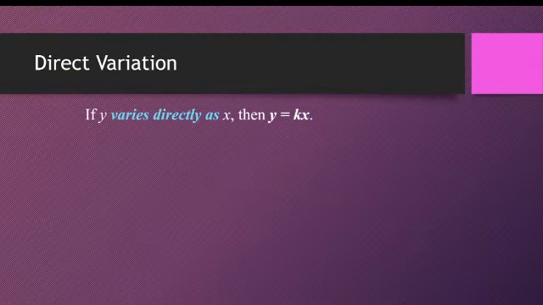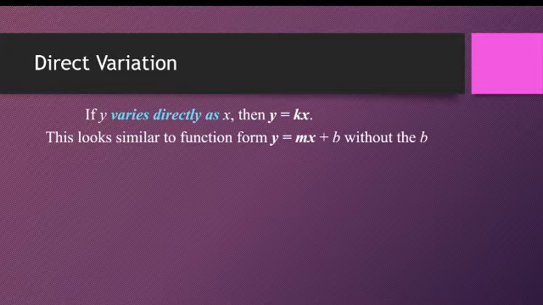So if y varies directly as x, then y is equal to kx. So this looks similar to function form, y is equal to mx plus b without the b. Kung matatandaan natin sa linear equation natin, yung y is equal to mx plus b, which is the slope intercept form, it is similar with the direct variation mathematical statement, y is equal to kx. Yun nga lang wala tayong b, which is here on the given equation.